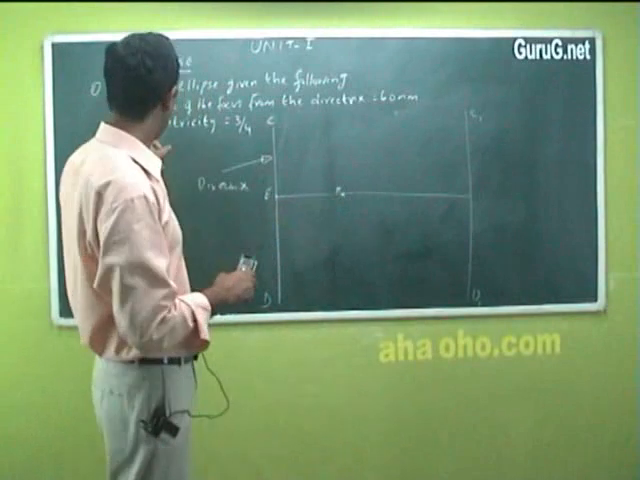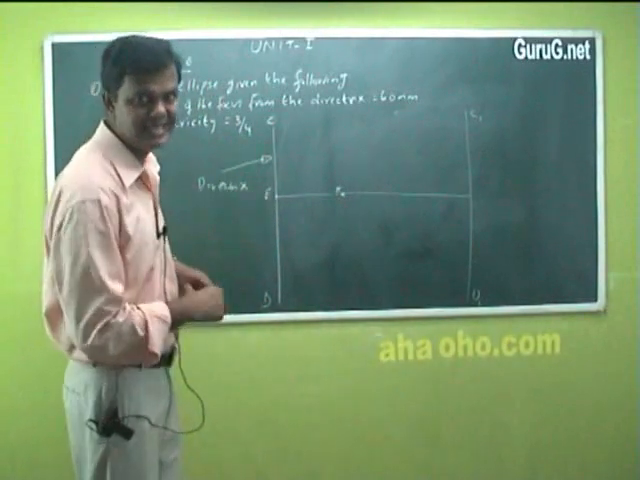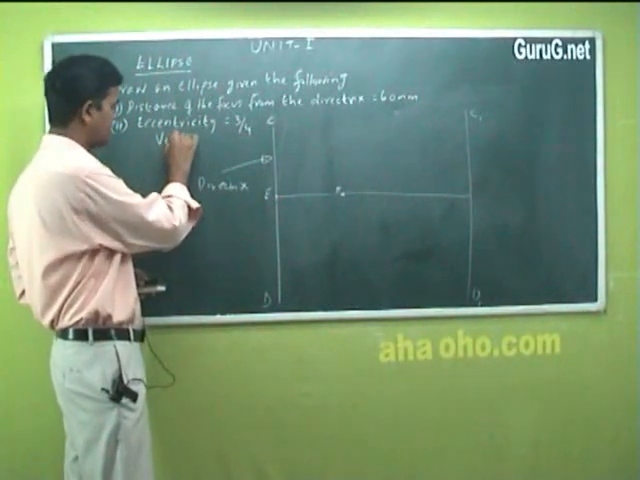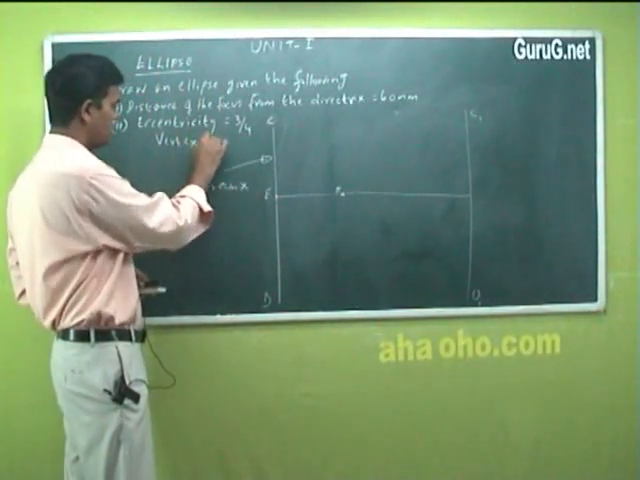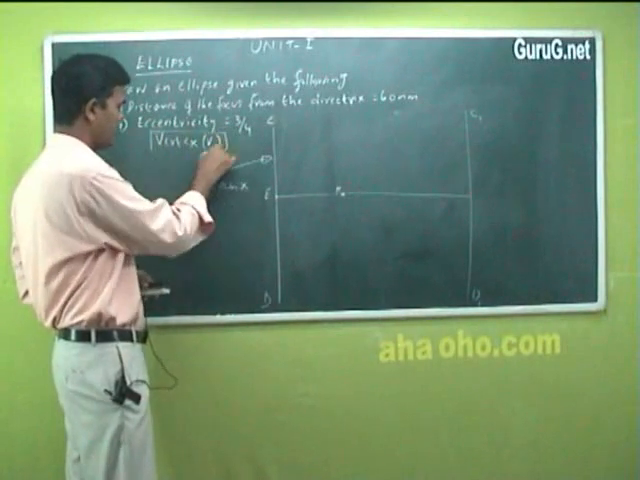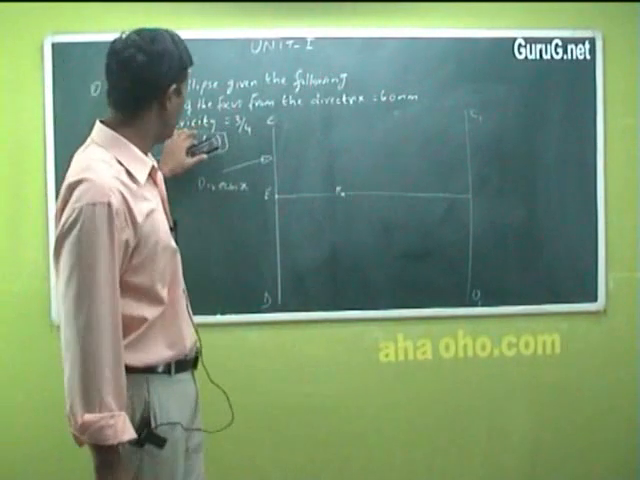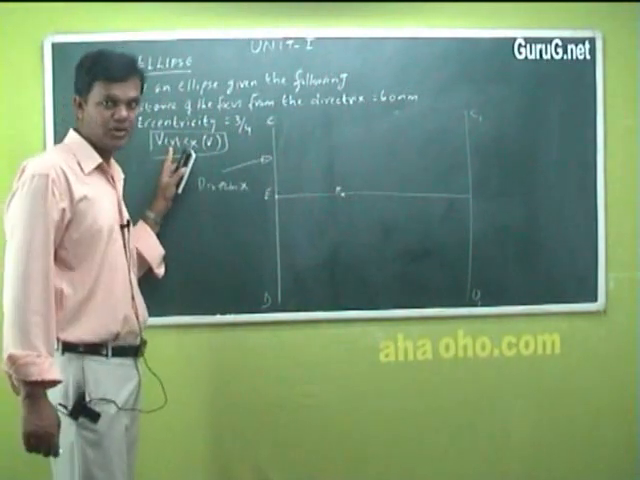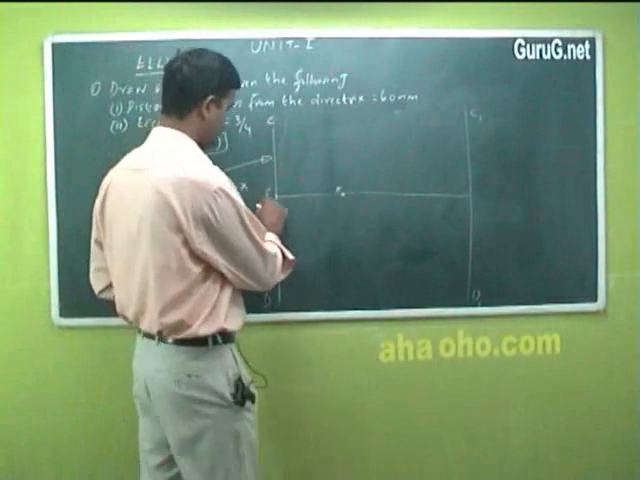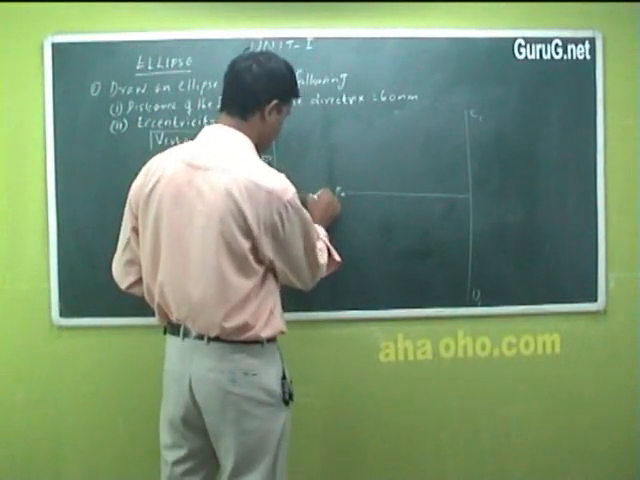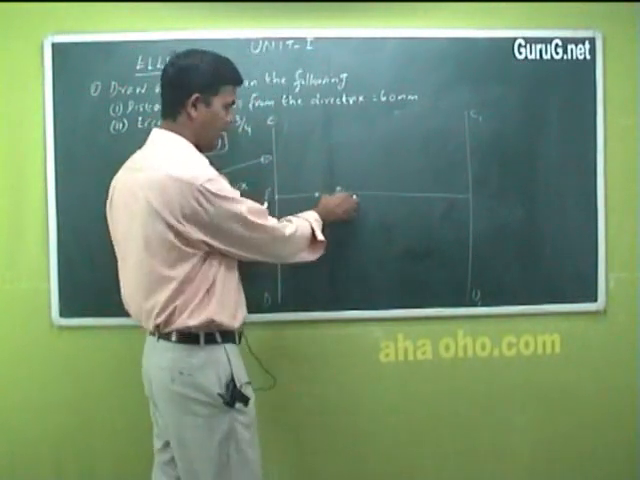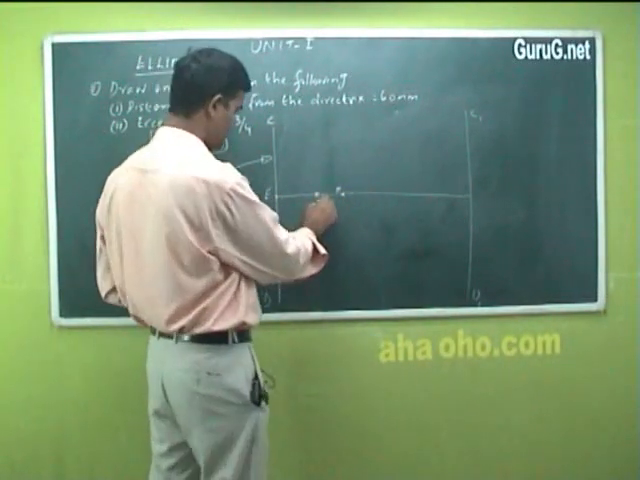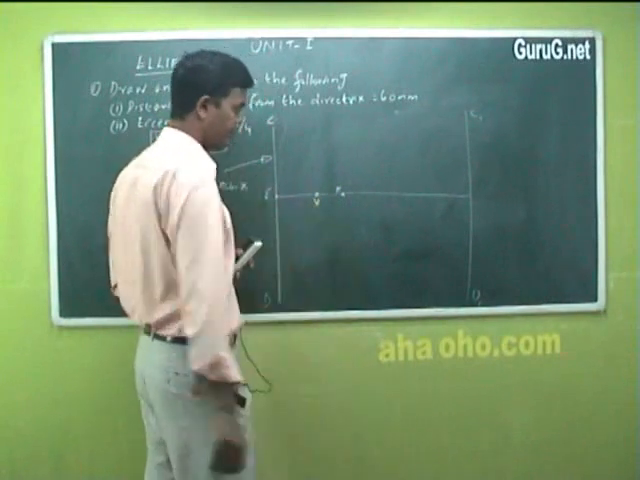And then this point is indicated by the symbol V, and it's called the vertex. Eccentricity is a value of 3/4. So I will take the vertex at 3/4 of the distance. You are measuring out of 60, and you are taking 3/4. I am just taking this vertex.